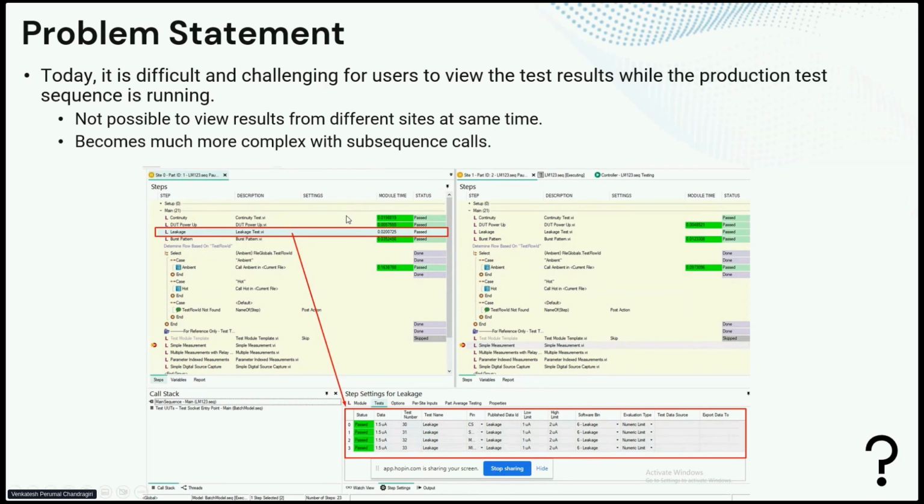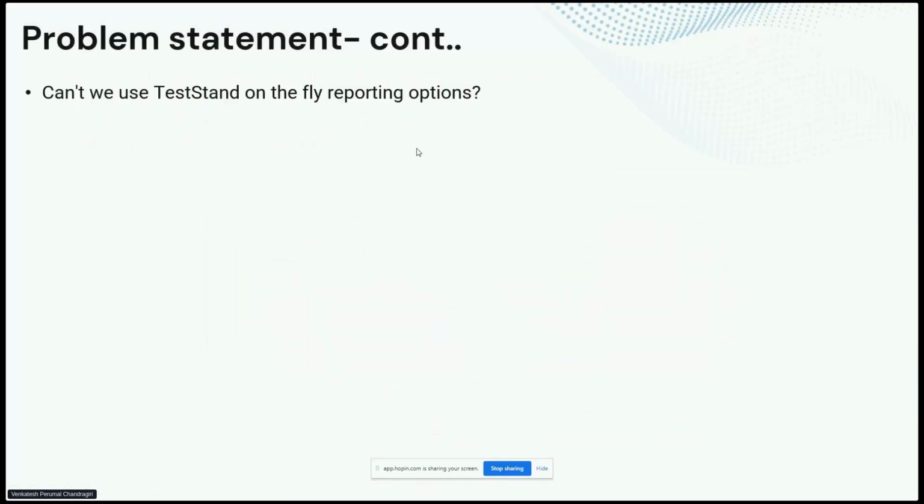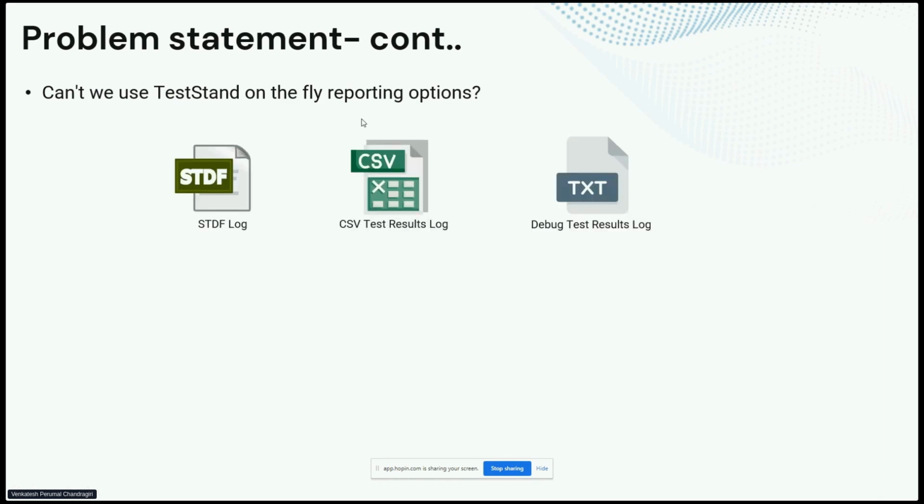So we might have a question: why can't we use the on-the-fly reporting options available in TestStand? Of course, yes, we can use STDF logs, CSV logs, or debug test result logs that are available as part of the semiconductor module add-on that comes on top of TestStand. But the only challenge is that these logs get populated only at the end of the batch. That means after running all the tests across a specific device, the logs will be written to the file. So if you want to see the log, we need to put in a breakpoint, and it is not that easy to look at the results of different tests across different sites.